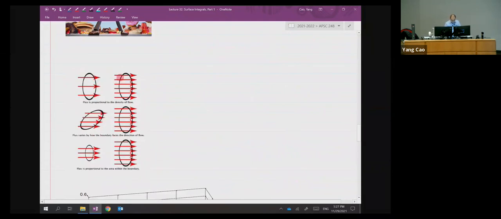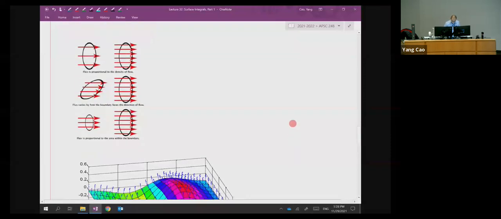Now, if you have a ring which represents, let's say, a unit area, and the lines over here represent a vector field, right? Obviously, the more lines go through it, the more vector field goes through it, the more amount of flux. And orientation of the ring also affects how many vector field lines go through it. And also the intensity of this vector field is a factor that determines how much flux is going through it, okay?